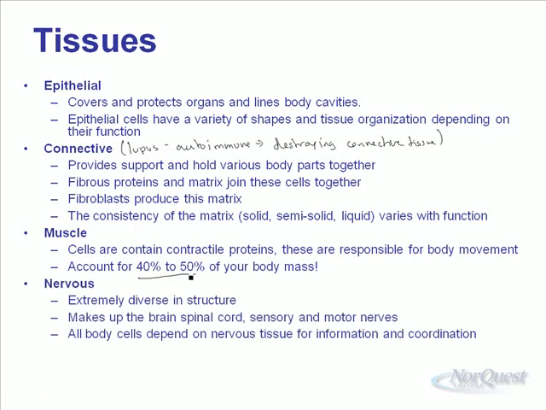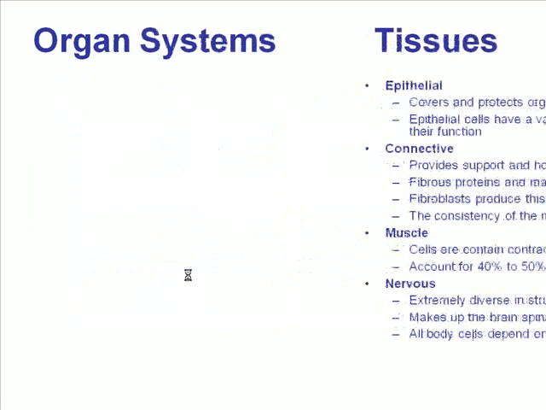Finally, there's nervous tissue. Much like epithelial tissue and connective tissue, it has a variety of different structures. It makes up your brain, your spinal cord, and all the nerves that connect both your brain and spinal cord to the rest of your body. And its purpose is to send information to and from your brain and coordinate activity.